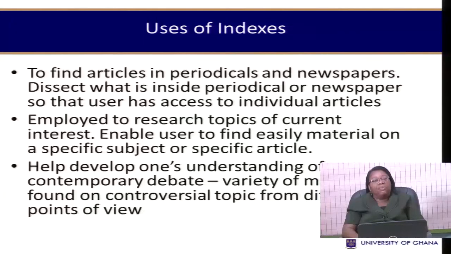And they are used to find research topics of current interest. So when a researcher is trying to publish in a particular area, he uses an index to find out what has been published. He refers to it. So it helps the researcher get an understanding of what the current debate is, and then also to be able to add to growing knowledge.